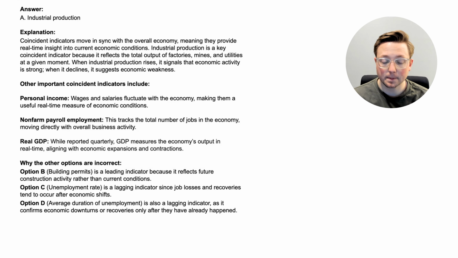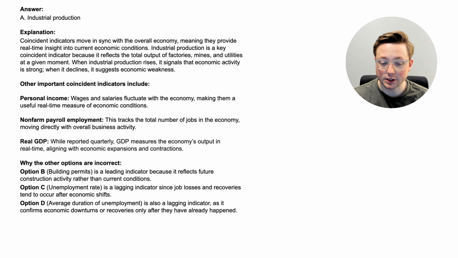Now let's talk about some other coincident indicators. First, there's personal income. Wages and salaries fluctuate with the economy, making them a useful real-time measure of economic conditions. Now let's talk about non-farm payroll employment. And by the way, that is actually something that I have seen. So make sure that you understand that this is actually something you want to pay attention to. Non-farm payroll employment. This tracks the total number of jobs in the economy, moving directly with overall business activity.